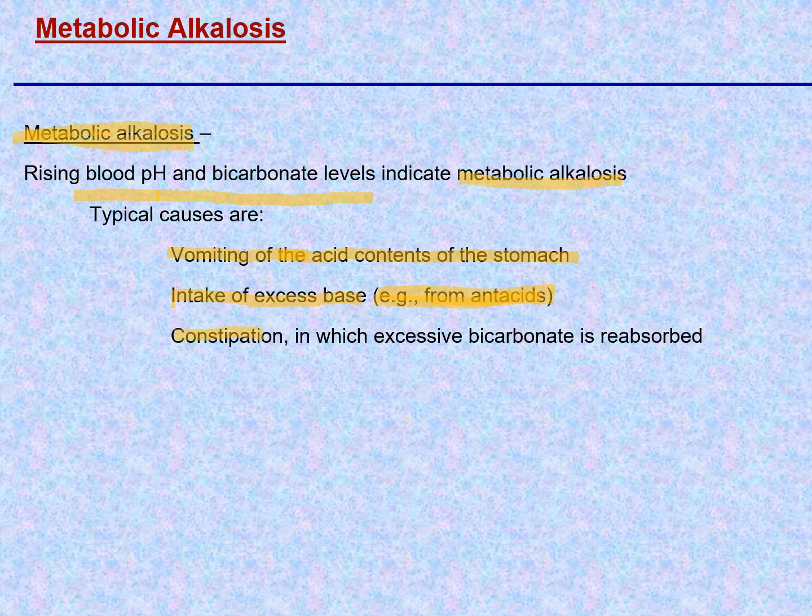And also constipation can lead to metabolic alkalosis because the material in the gastrointestinal tract stays there for so long that excess bicarb is getting reabsorbed in the gut. The gut will reabsorb bicarb, and if the material stays there for too long, then you're getting too much bicarb being reabsorbed. So, chronic vomiting of acid, chronic intake of excess base, or constipation leading to excess bicarb reabsorption can lead to metabolic alkalosis.